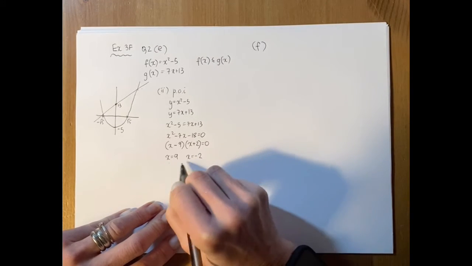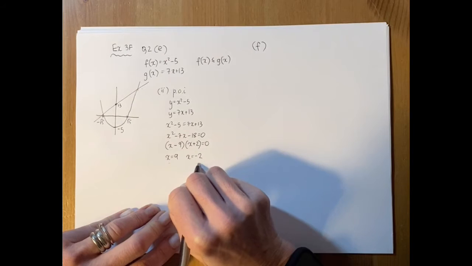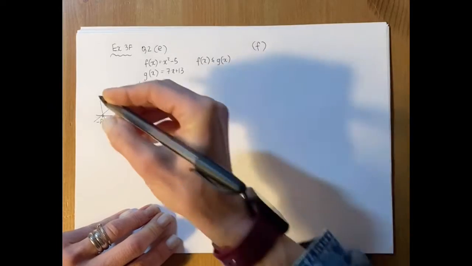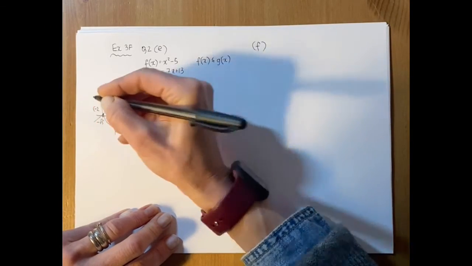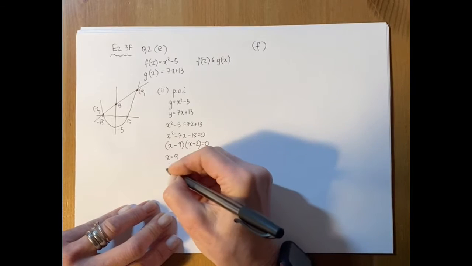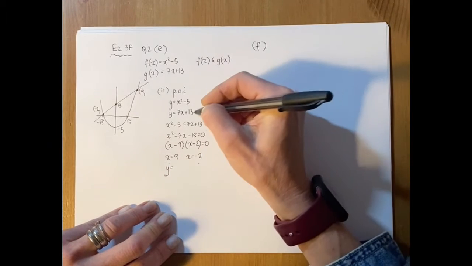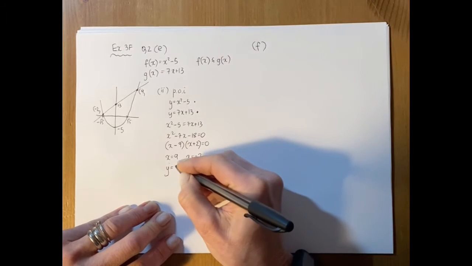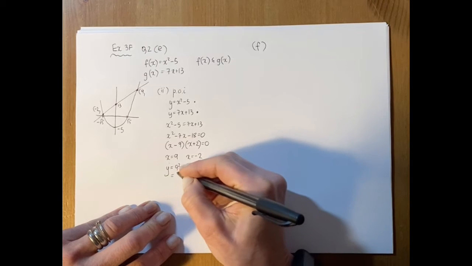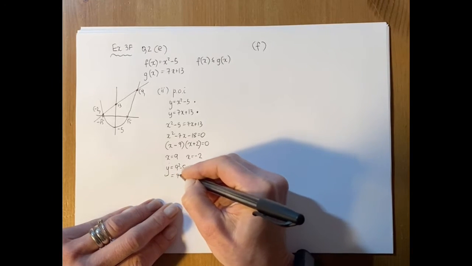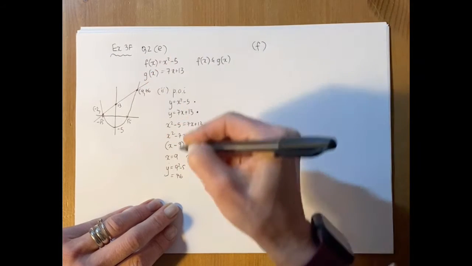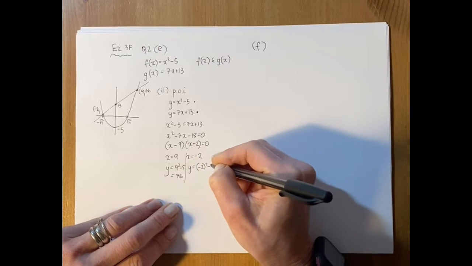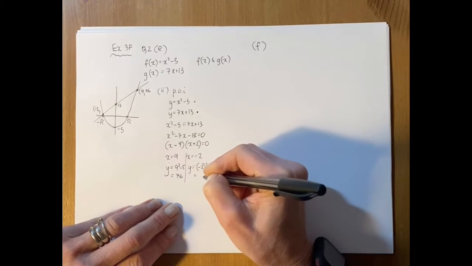So the two x coordinates of the points of intersection are 9, so this one here will have x coordinate 9, and this one will be minus 2. There you go. So we need to find the y coordinates. To find the corresponding y coordinates, either of these equations will do. Actually, I'll use this one here. So 9 squared minus 5, so it's 81, take away 5, which is 76. And for the second one, y is equal to minus 2 squared minus 5, so it's 4, take away 5, which is minus 1.